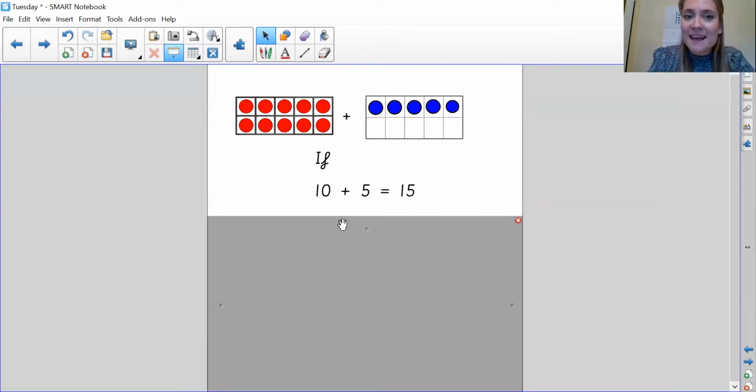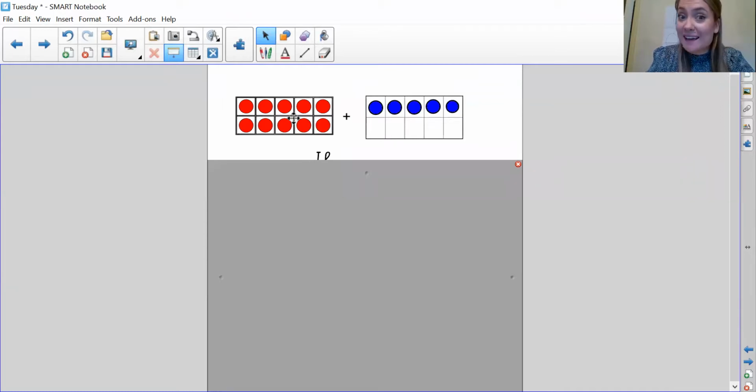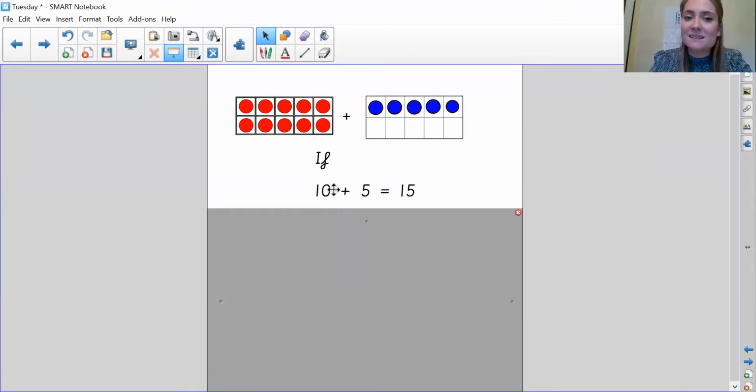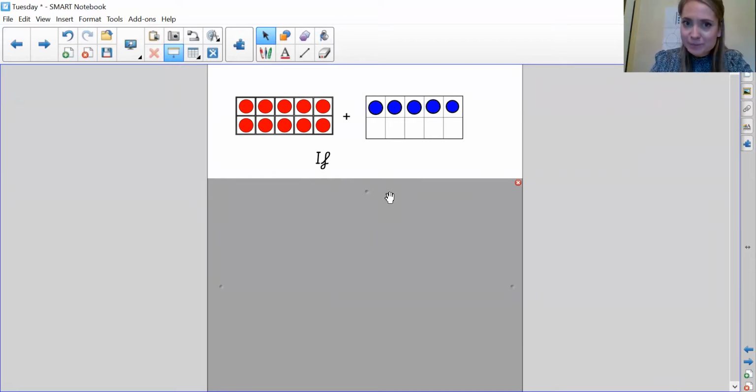So how many have I got on this side? Can you tell me? Tell me how you know. Good, I have got 10 because my tens frame is full, so I know I've got 10 there. How many have I got here? Can you tell me? That's right, I have got 5. So I've written my number, 10 add 5. Can you tell me what that makes?